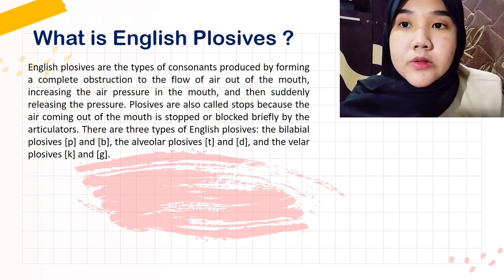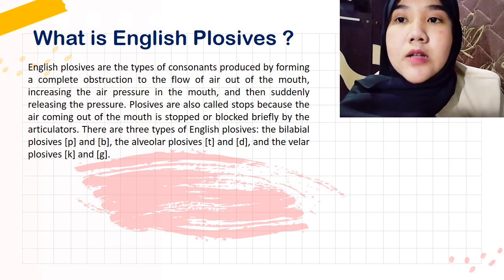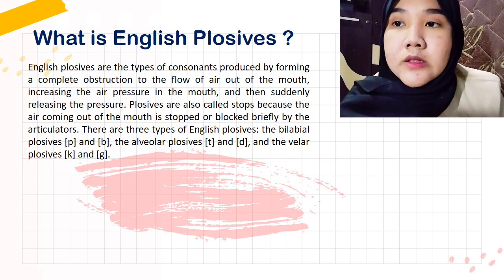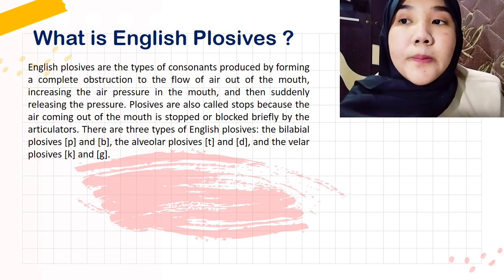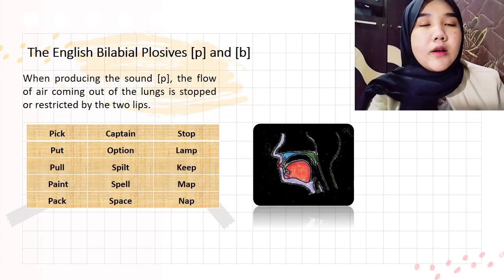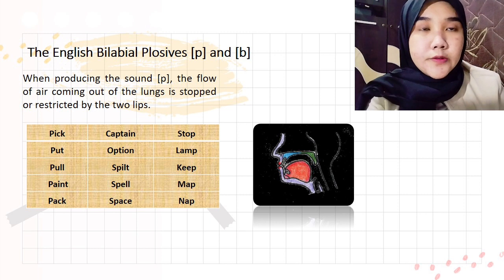Plosives are also called stops because the air coming out of the mouth is stopped or blocked briefly by the articulators. There are three types of English plosives: the bilabial plosives p and b, the alveolar plosives t and d, and the velar plosives k and g. What is the English bilabial plosive?